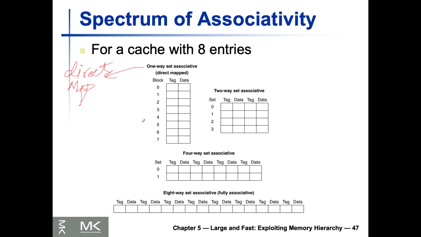And since we have 8 blocks, if you have 8-way set associative, it effectively means a fully associative. Okay, does that make sense? One way is a direct map, and so here we have 8 blocks, and 8-way is fully associative. You can define both ways. There was a question somewhere?